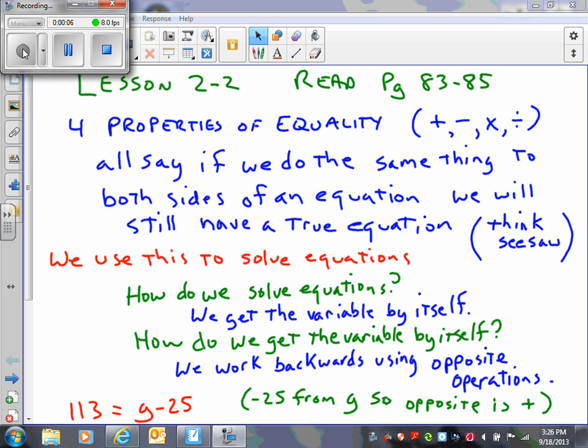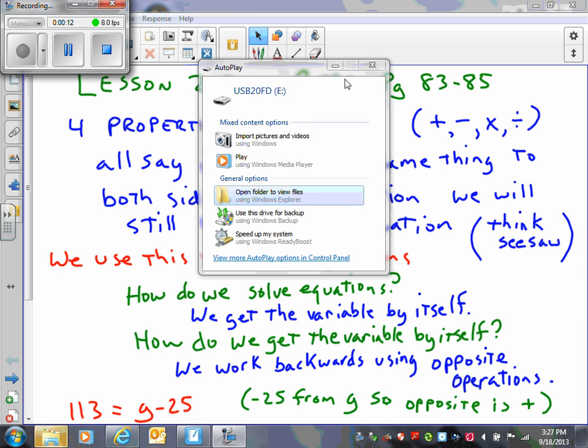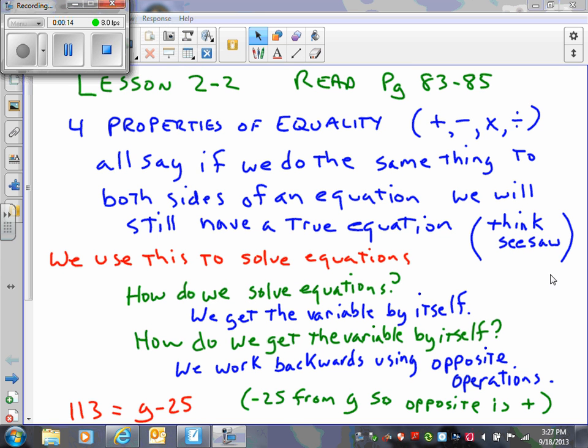You need to read pages 83 through 85. They talk about the four properties of equalities. There's one for add, subtract, multiply, and divide.